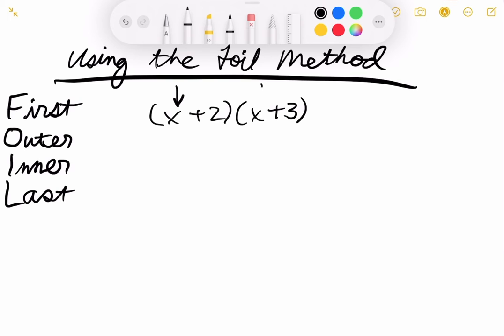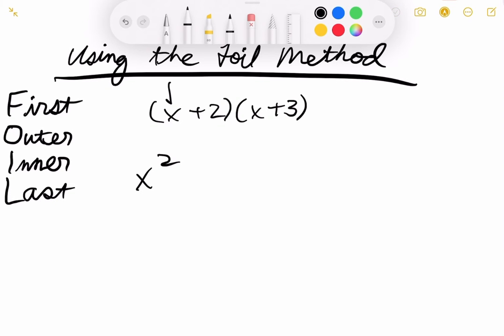These two are the first terms, so we multiply them together. X times x is x squared. Next, we multiply the outer terms, which are these. X times 3 is 3x, so we add 3x.